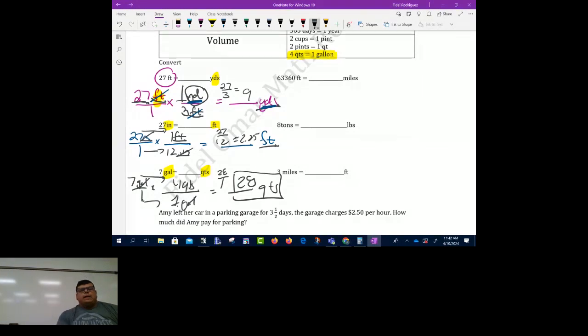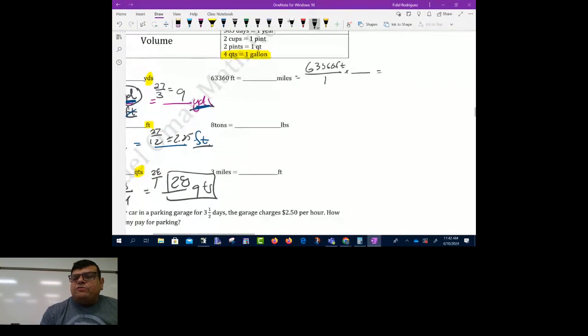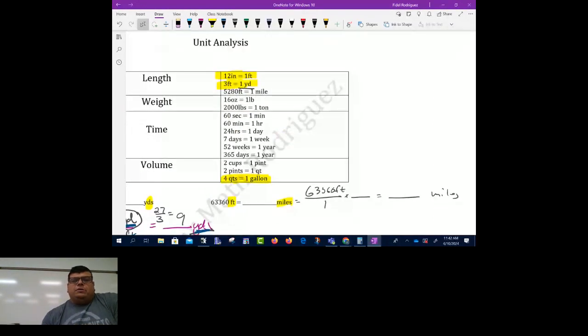I'm going to do every problem exactly the same way in regards to how I set it up. I'm looking at the units that I have and the units that I want to get to. So let's try this one here. First thing, 63,360 feet over 1 times some fraction is going to be equal to our answer in miles. First thing I want to know is the relationship between feet and miles. Here we go.